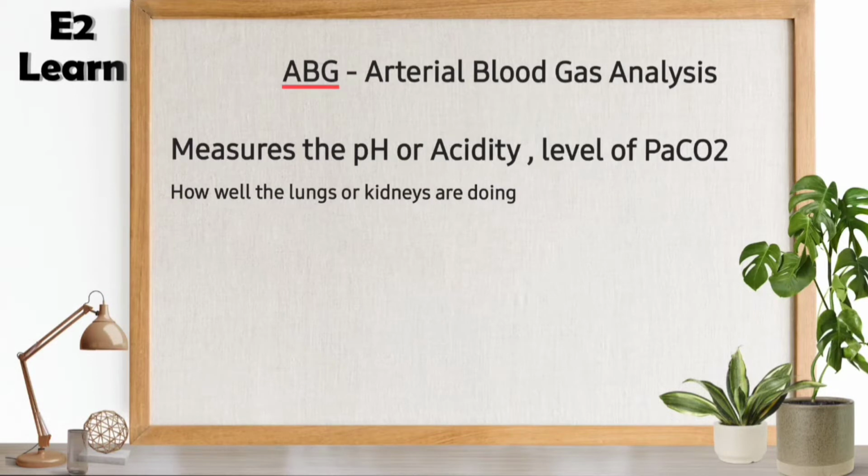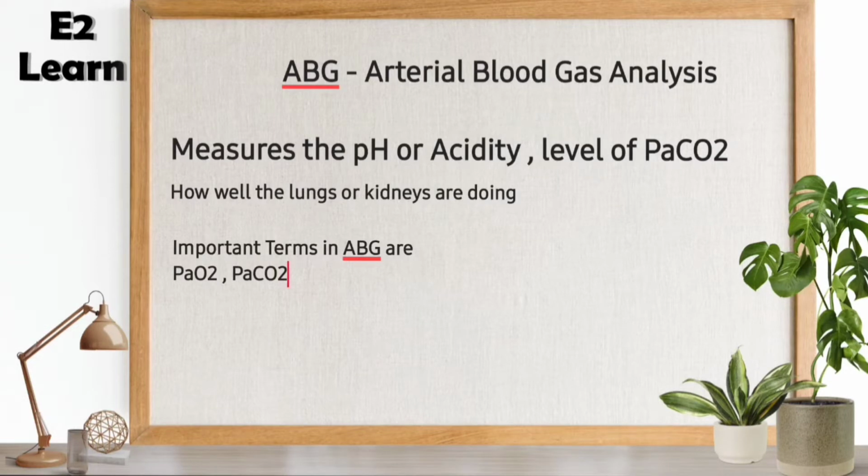We measure the pH, or acidity, and the level of PaCO2 with the ABG and understand how well the lungs or kidneys are doing. The important terms which we have to understand are PaO2, PaCO2, bicarbonate HCO3, anion gap, base excess, and pH, that is proton levels in our body.